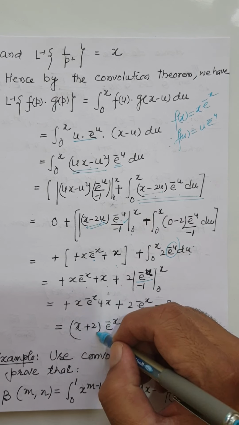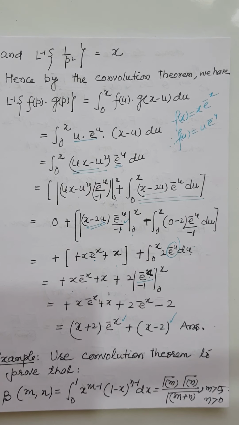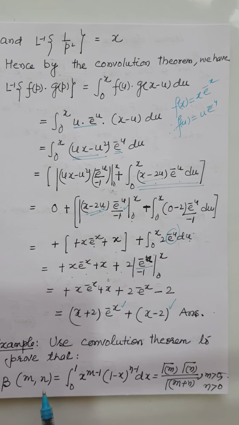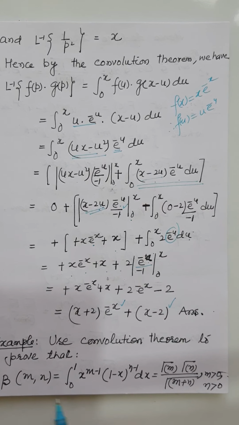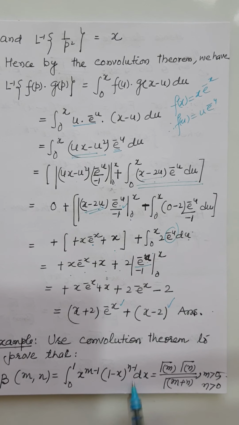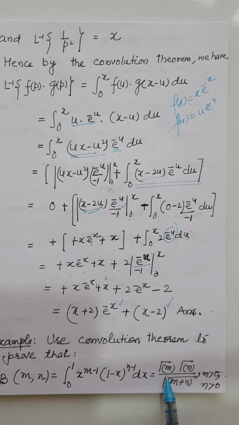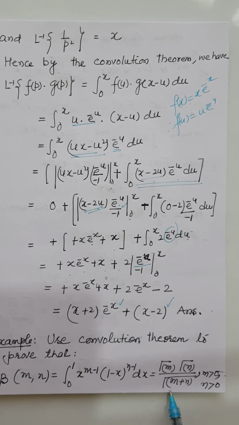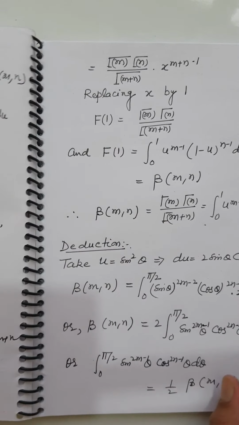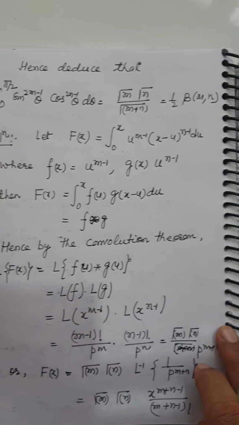This will become x plus 2 e raised to power minus x, x minus 2. The next application of the convolution theorem is to prove that the beta function, beta m n, which is the integral from 0 to 1 of x raised to power m minus 1 into 1 minus x raised to power n minus 1 dx, is equal to gamma m gamma n upon gamma m plus n, where m is greater than 0 and n is greater than 0. Both m and n are positive.